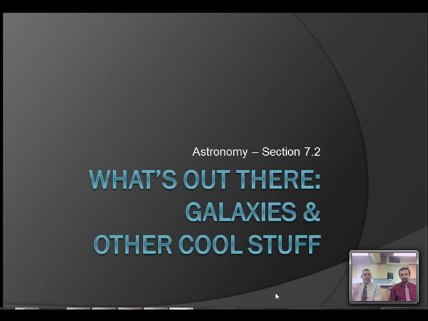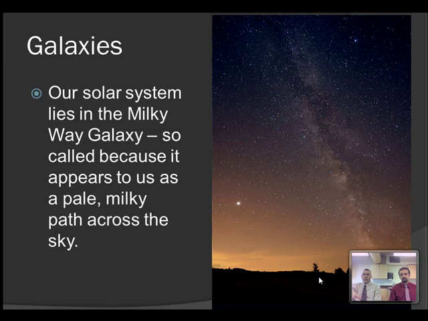In this one we're looking at what's out there: galaxies and other cool stuff. Our solar system is the sun and the planets orbiting around it, and that is in a thing called a galaxy. Our galaxy is called the Milky Way. The reason is that if you see it in the night sky, like in this picture here, it's this kind of murky, milky, cloudy-looking path across the sky. And hence Milky Way.